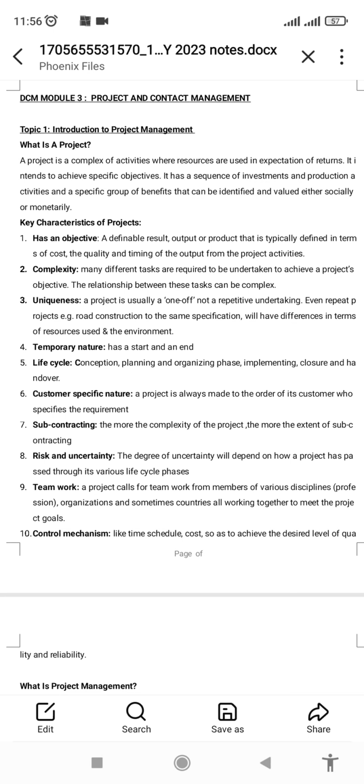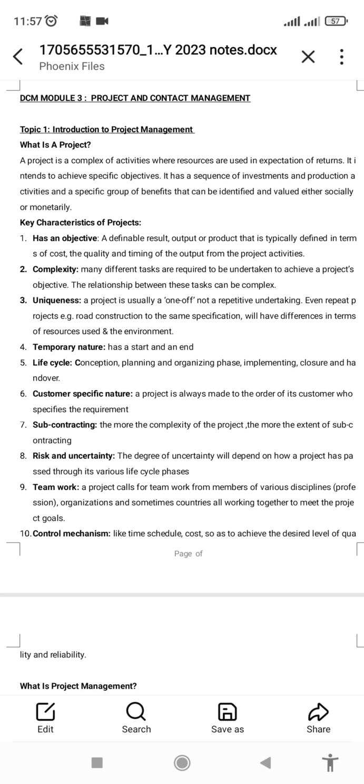Then next characteristic, a project is temporary in nature whereby it has a start and an end. Number 5, life cycle, whereby conception, planning and organizing phase, implementing, closure and handover. Then thereafter we'll say customer specific nature, whereby a project is always made to the order of the customer who specifies the requirements. Then next, risk and uncertainty. The degree of uncertainty will depend on how the project has passed through its various life cycles. Then lastly, teamwork, whereby a project calls for teamwork from members of various disciplines, organizations and sometimes countries all working together to meet the project goals.